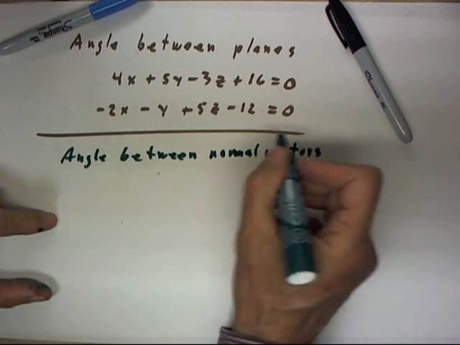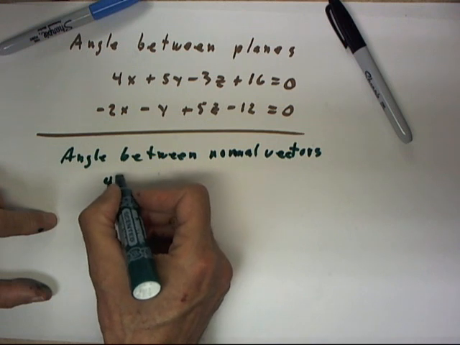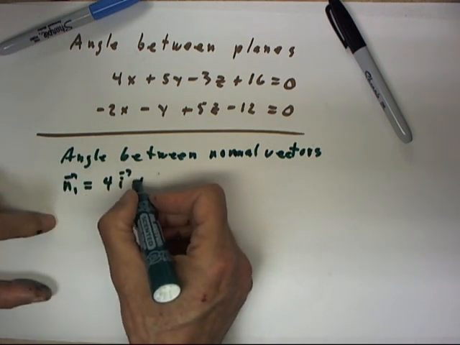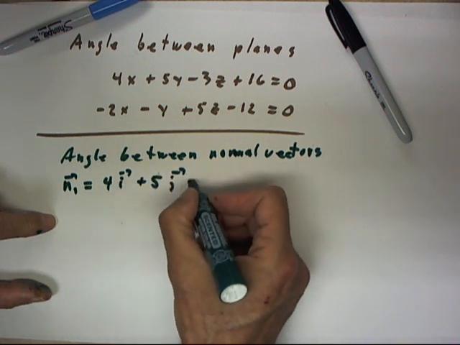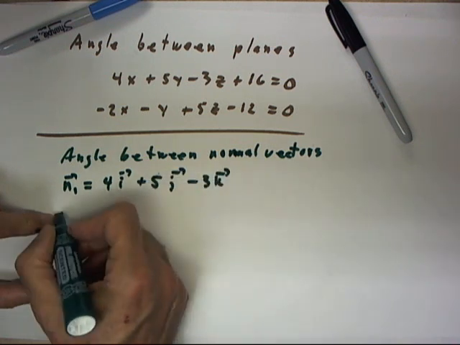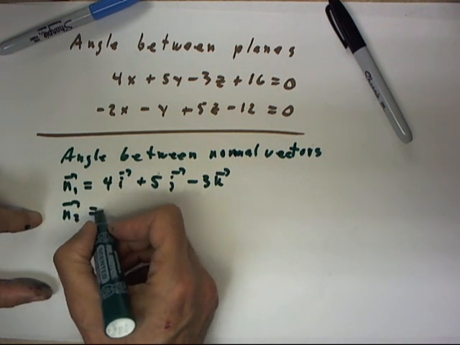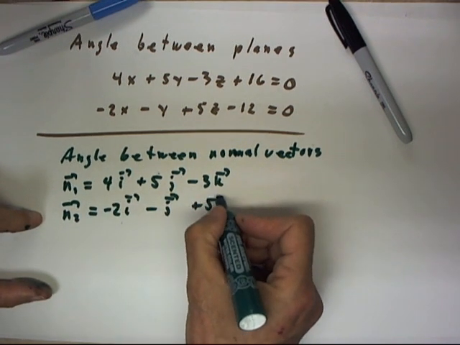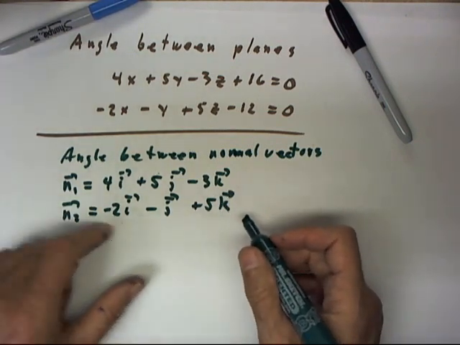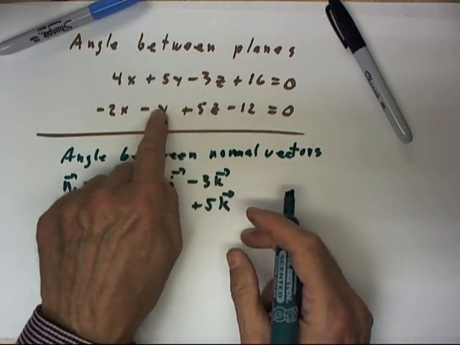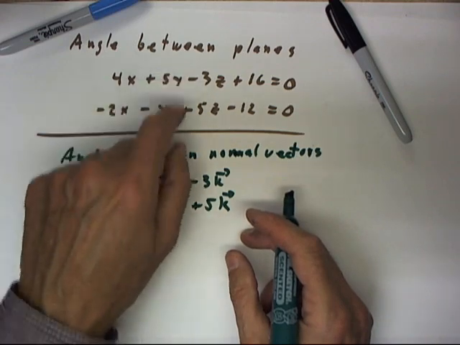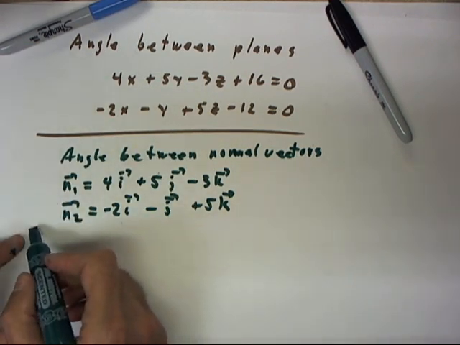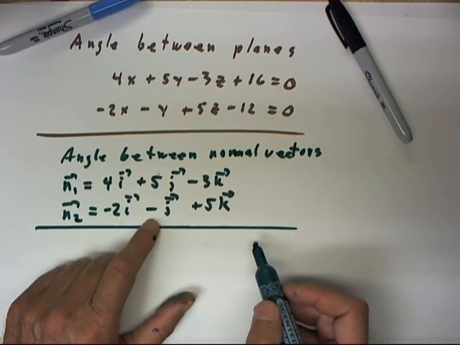There's a C in the word vectors. That's, let's say, n1 equals 4i plus 5j minus 3k, and n2, which is negative 2i minus j plus 5k. Again, you might be in the habit of just reading off the components of the normal vector, but make sure you really understand why this does give you the components. So what's the angle between these vectors?